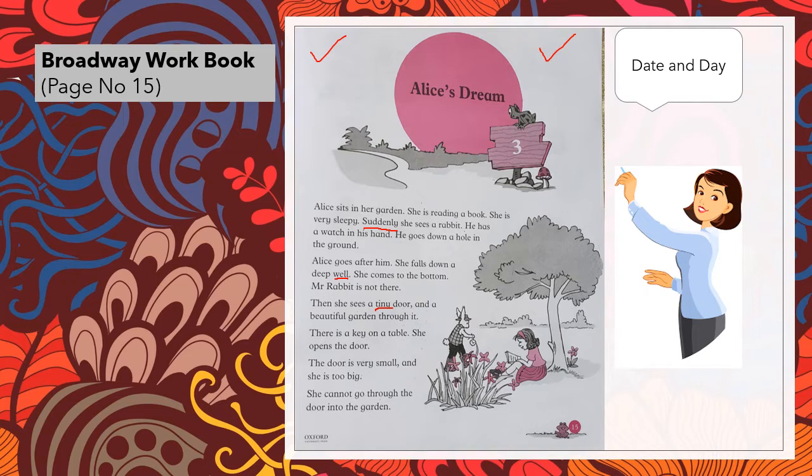and a beautiful garden through it. उस tiny door को जैसे उसने open किया with the key, she can see a beautiful garden. There was a key on the table. She opens the door. The door is very small and she is too big. She cannot go through the door into the garden.